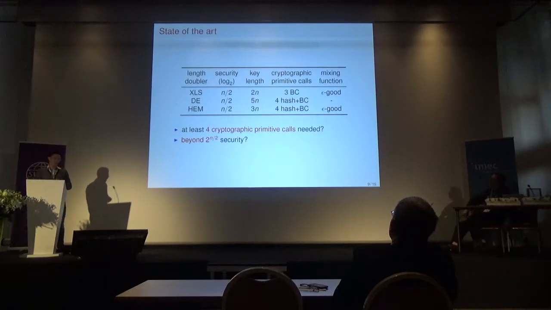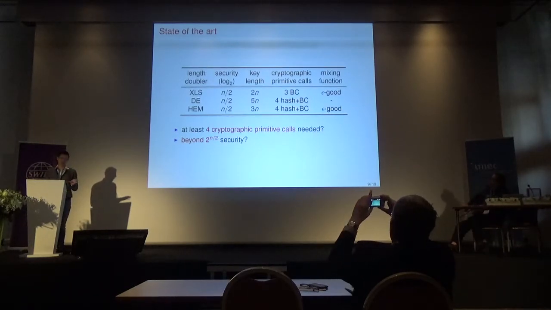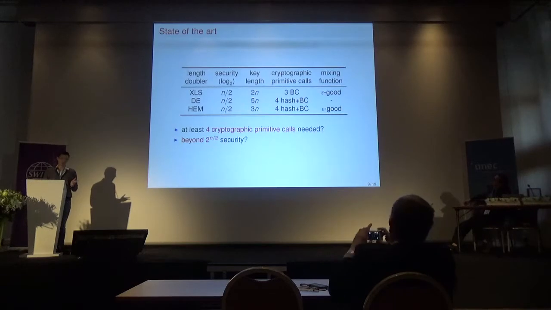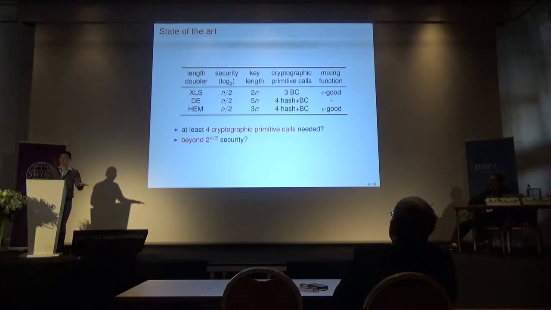So if we look at the state of the art, we can ask the following two questions. Do we really need at least 4 cryptographic primitive calls to build a secure length doubler? And we can see the existing length doublers, except XLS because it was broken, DE and Chen, both had birthday-bound security. So can we also have beyond-birthday-bound security? The answer to this question is of course yes, otherwise I would not be here.